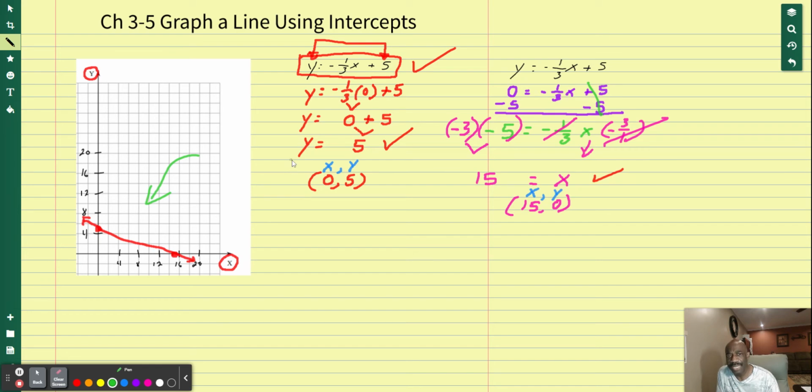Now, how do we check it? Let's look at it. Remember this right here, plus 5? That is my y-intercept right here. Remember this right here, negative? That means my line is going downward from left to right. It is. All right? And I'm going downward at the rate of down 1 over 3, down 1 over 3, down 1 over 3. And that is correct. All right? Let's look at one more.